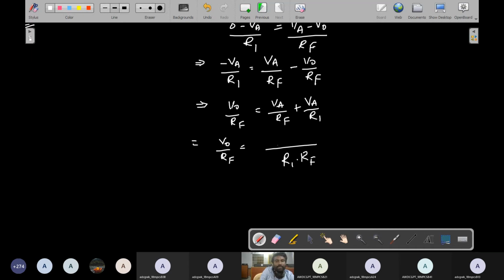So if you take R1 RF, this is VA common. I'll take the common VA, since both terms have VA, and this is nothing but R1 plus RF. Take the LCM and you will get this equation. Then RF will be cancelled. Understand?